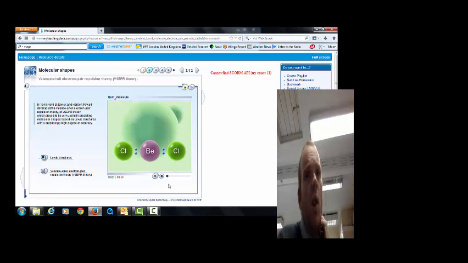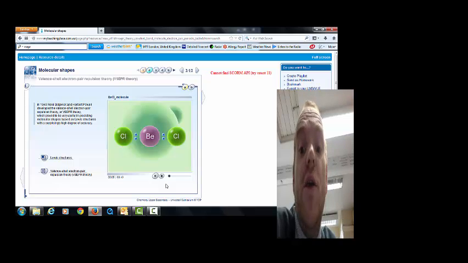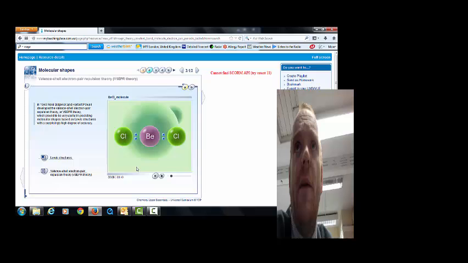In this video we are looking at how VSEPR theory can be used to predict the structure of molecules. So we've got one example of beryllium dichloride, where there are two bonding pairs of electrons. We want to get those bonding pairs as far away from each other as possible. And the easiest way to get them away from each other is to have them in this linear arrangement.